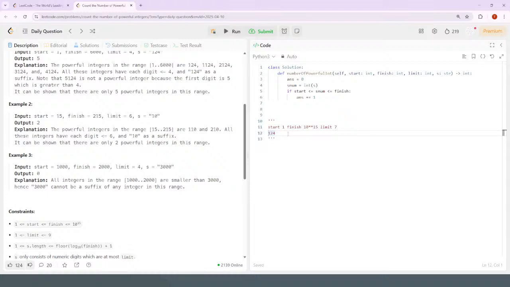10 to the first is 2 digits ending in a 1, and then 10 to the 15th would be 15 digits, not including the first one. So 12 numbers here. 1, 2, 3, 4, 5, 6, 7, 8, 9, 10, 11, 12, 13, 14, 15. Okay, so let's say that this is the deal. How would we go about doing this?